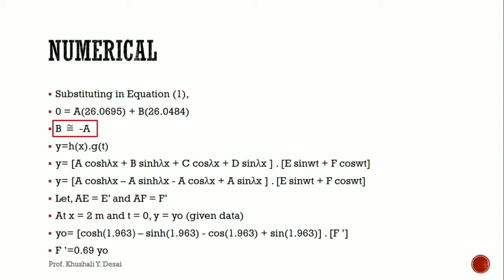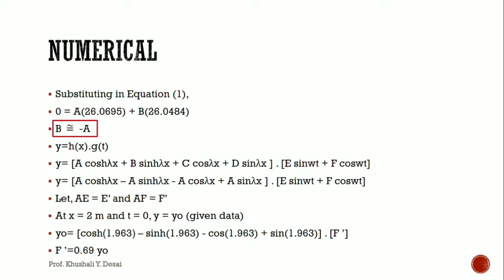Now in the given numerical, it is given at x equal to 2 and time t equal to 0, displacement y is said to be y0. So y0 is equal to cosh 1.963, where 1.963 is nothing but multiplication of lambda as 0.98 into x equal to 2, minus sinh lambda x, again sinh 1.963, and similarly substituting all these values.